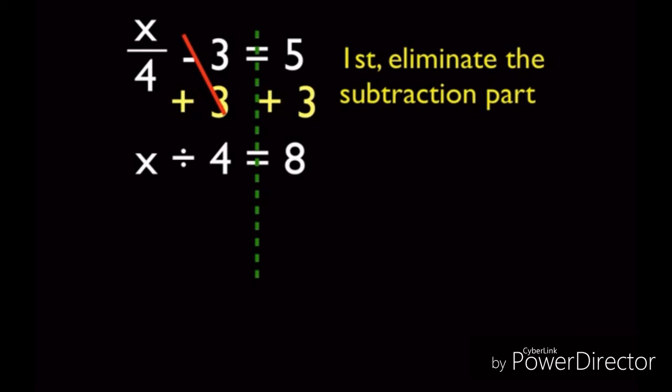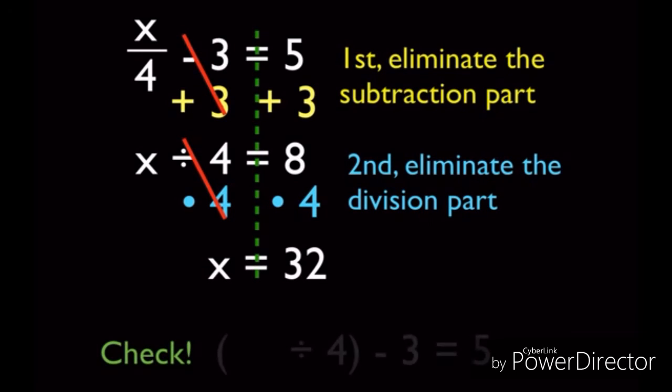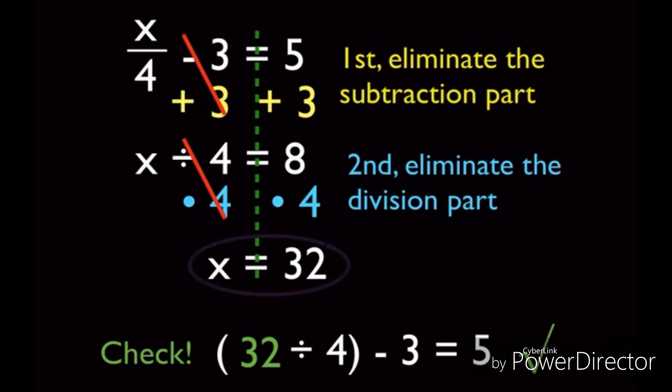I'm going to rewrite, again, remember we talked about before, x slash 4 like that into x divided by 4 to remind me of the operation. I'm then going to do the opposite of that division, which is multiplication. That as well cancels out. And I get x equals 32. Plugging that answer into the original problem, I get 32 divided by 4, which is 8. 8 minus 3 is 5, and I'm good.